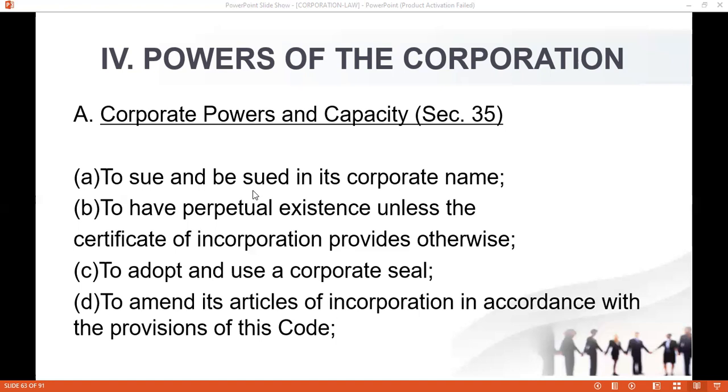Now, we mentioned earlier that one of the kinds of the powers of the corporation is express powers. So, ano ba yung mga express powers under the law? We have under Section 35, corporate powers and capacity. Letter A, to sue and be sued in its corporate name. So, pwede silang mag-file ng case or makasuhan. To have perpetual existence, alam na natin to, unless the Certificate of Incorporation provides otherwise. To adopt and use a corporate seal. To amend its Articles of Incorporation in accordance with the provisions of this Code.